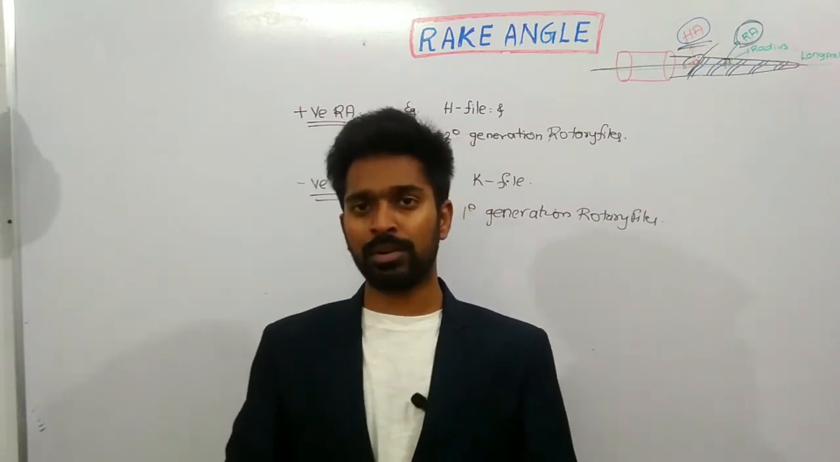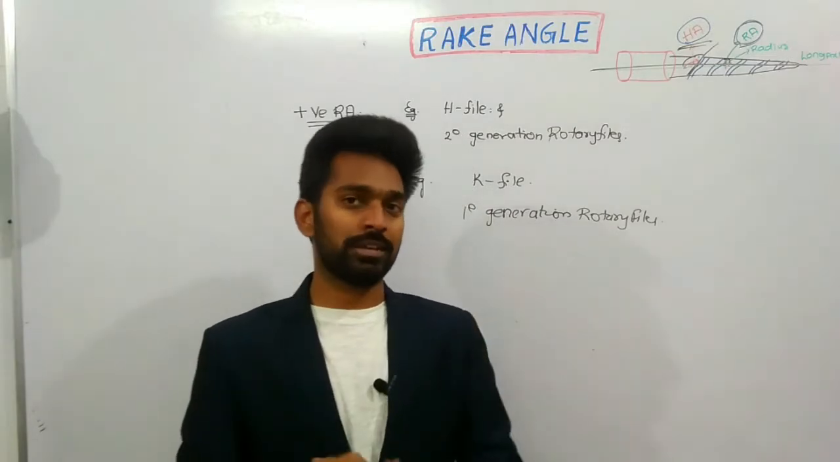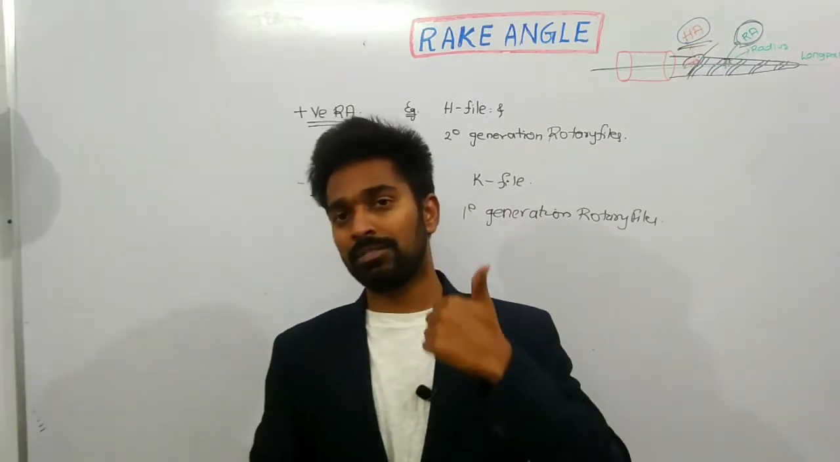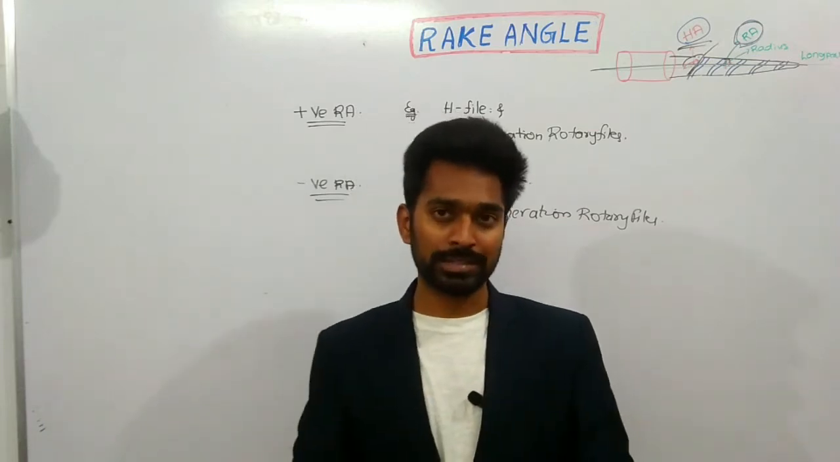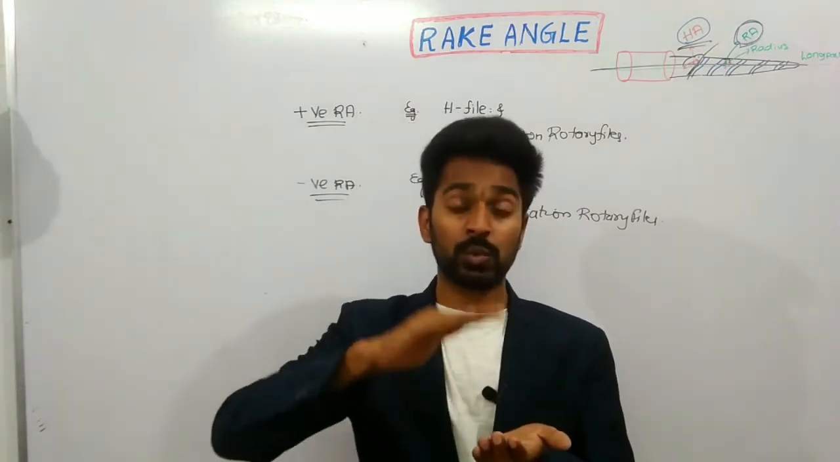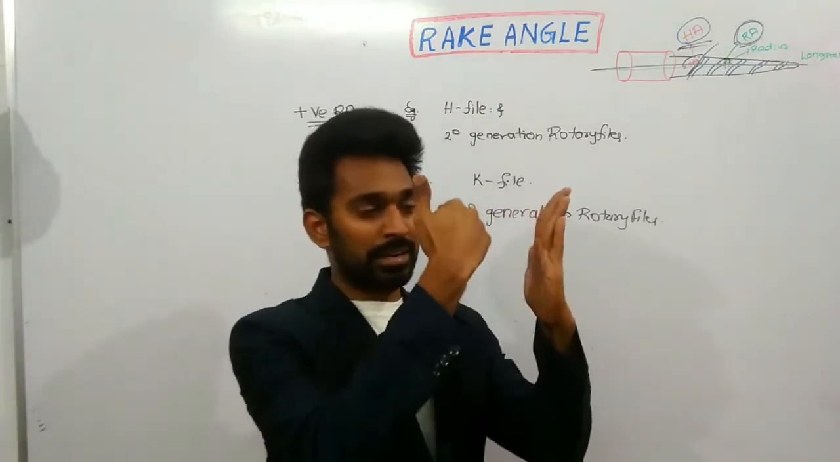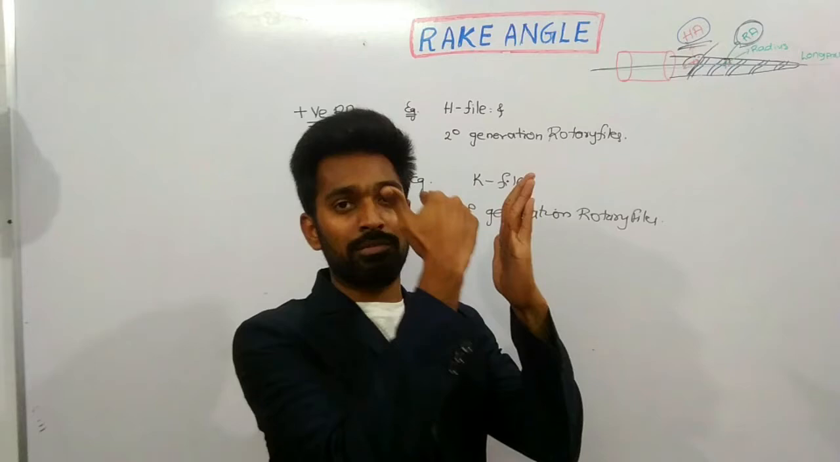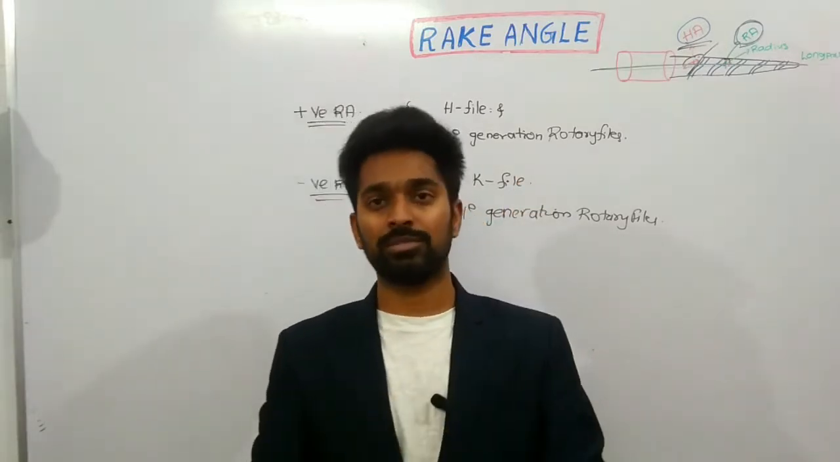So in brief, positive rake angle is directly proportional to the cutting efficiency. When the cutting efficiency increases, the disadvantage of a positive rake angle is excessive cutting leads to digging of the file into radicular dentine. Suppose excessive cutting leads to digging of the file into the radicular dentine and finally leads to fracture of the file.